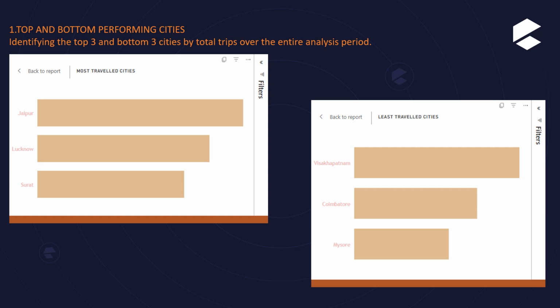Coimbatore and Mysore. This can be because Visakhapatnam is still a growing city and it requires very much infrastructure and other things to develop. So people moving in and moving out can be very less. So it can be one of the reasons why Visakhapatnam is the least traveled city. And next, coming to Coimbatore, even though Coimbatore is a developing city, it is far away from the capital city, making it have a smaller number of trips.